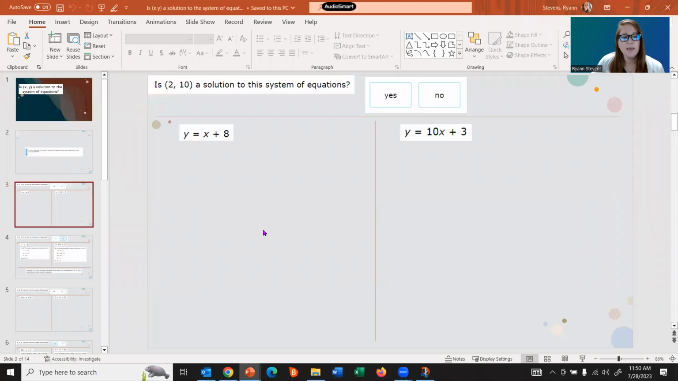Our first example says, is the point (2, 10) a solution to this system of equations? We have to remember that ordered pairs are written as x and then y values. So our x is going to be substituted for 2 and our y is going to be substituted for 10. Anywhere we see x, we plug in a 2, and anywhere we see y, we plug in a 10 for this particular question. It will change depending on the ordered pair and the equations we are provided with.